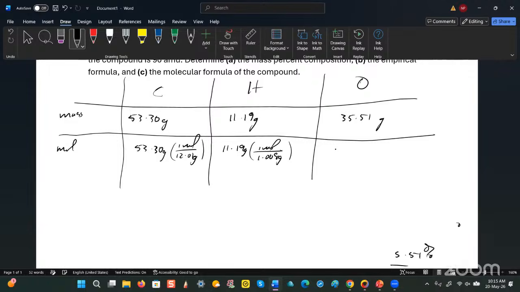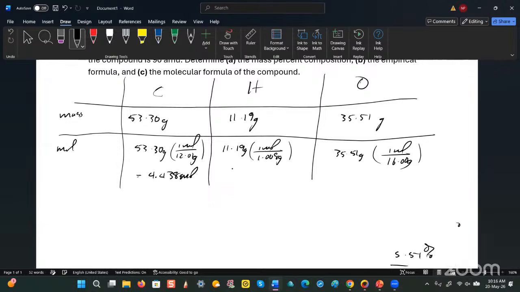And then in the case of oxygen, it's 35.51 grams multiplied by 1 mole over the molar mass, which is 16.00 grams. All right. So for carbon, it's 53.30 divided by 12.01. And according to my calculation, that gives you 4.438 moles.